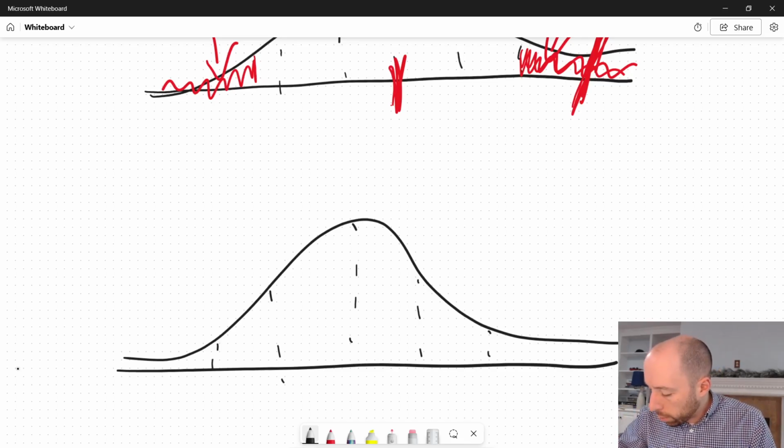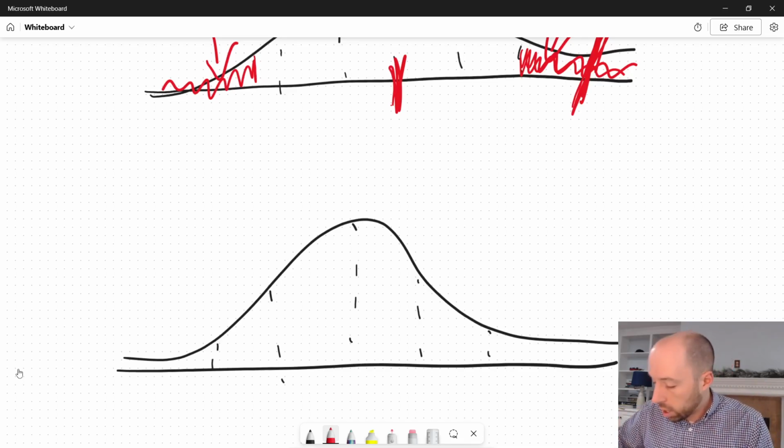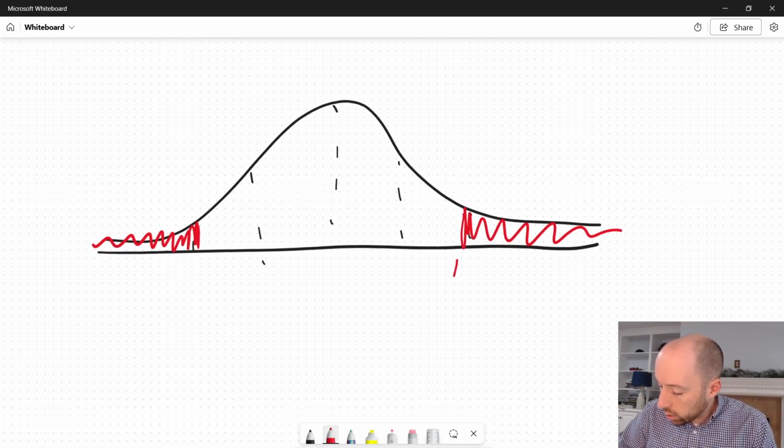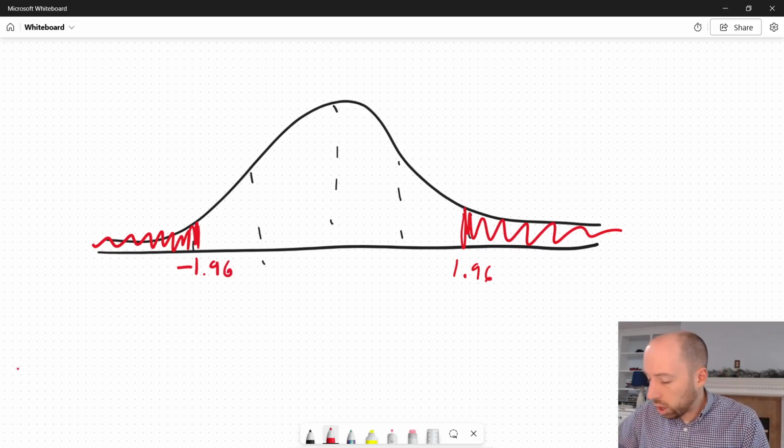It's the same picture as always. And there's some story about, okay, I want 5% of probability to be left in the tail. I only want to be wrong 5% of the time. So 1.96 is the magical number there. Okay, this is 1.96. This is negative 1.96. And because I'm wrong 5% of the time, half of that is on each side. This is 2.5%.